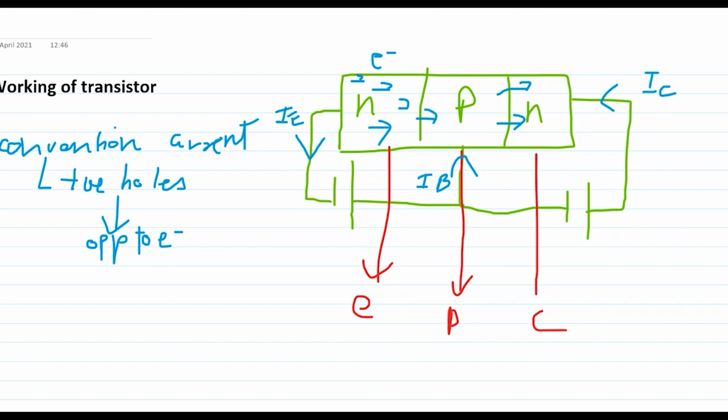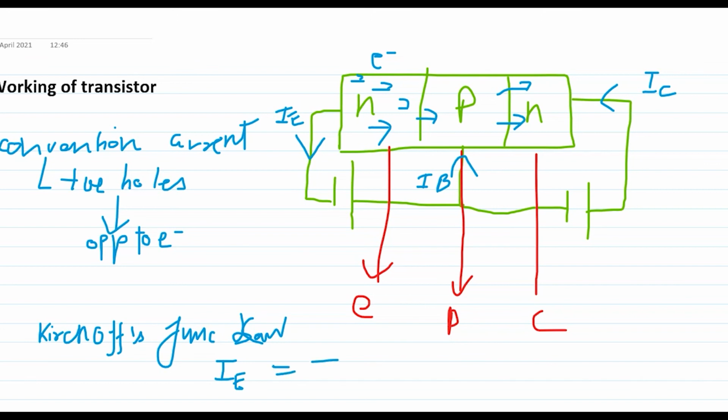So now, by Kirchhoff's junction law. What does Kirchhoff's junction law suggest? It suggests that IE is equal to IB plus IC. This is what Kirchhoff's junction law suggests.